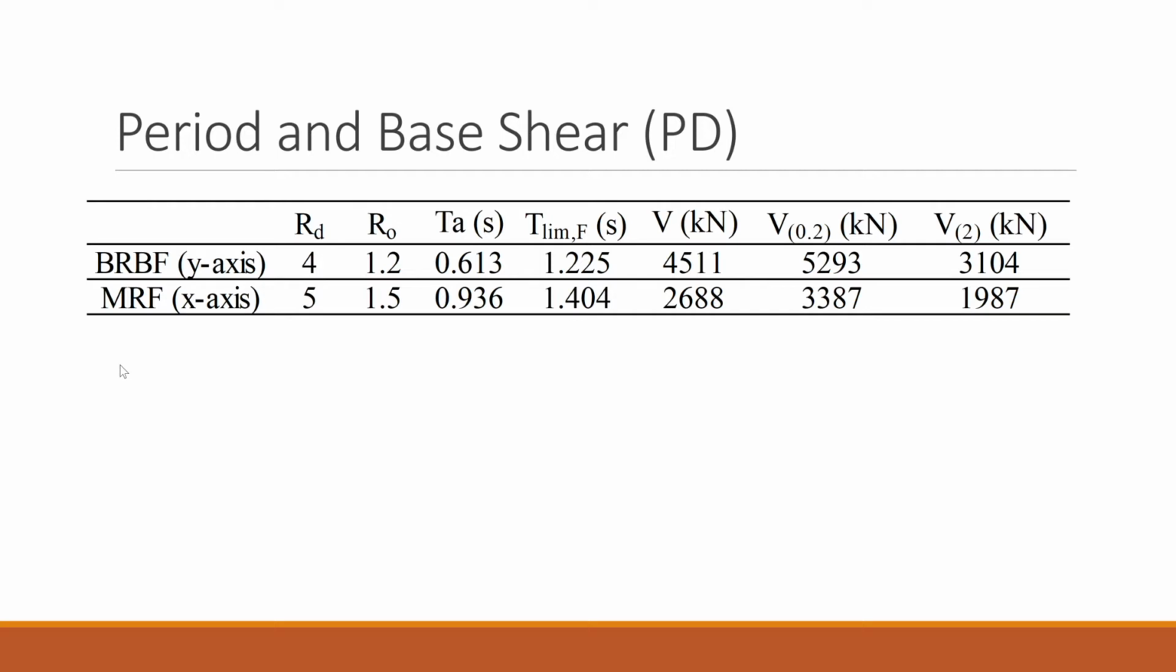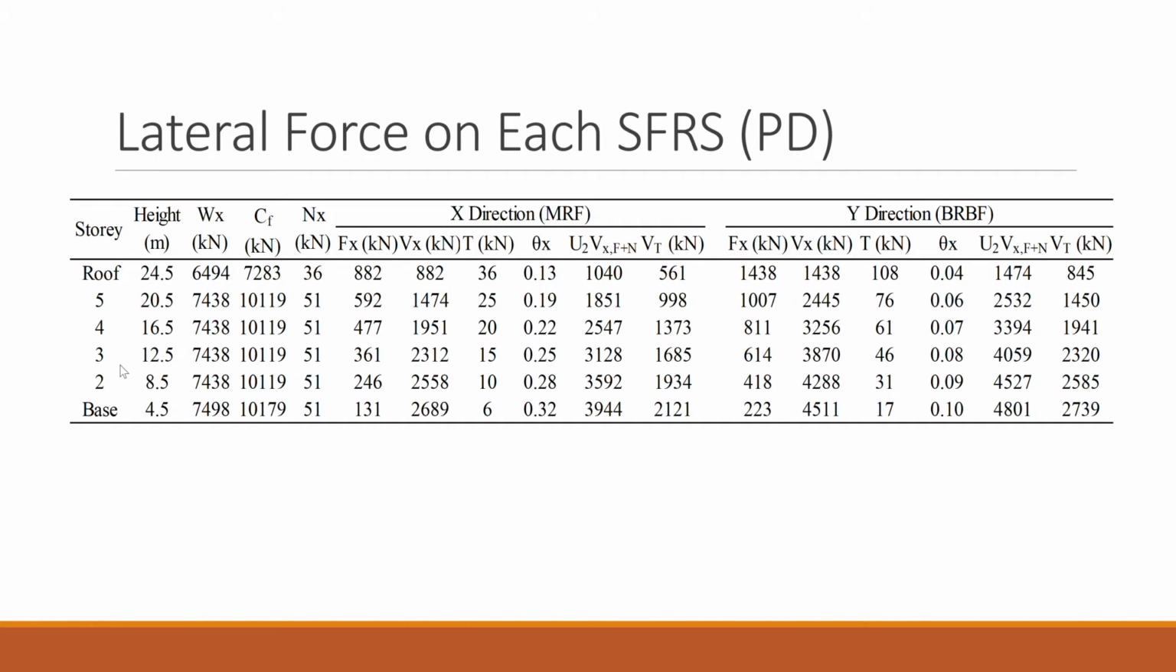The minimum design base shears were calculated, which satisfy both upper and lower limits for base shear requirements. Lateral forces were distributed along the building height using the equivalent static force method. Notional loads were also added to each story to account for initial imperfections. It should be noticed that the story shears in the MRF system were amplified by U2 while the BRBF system was not.